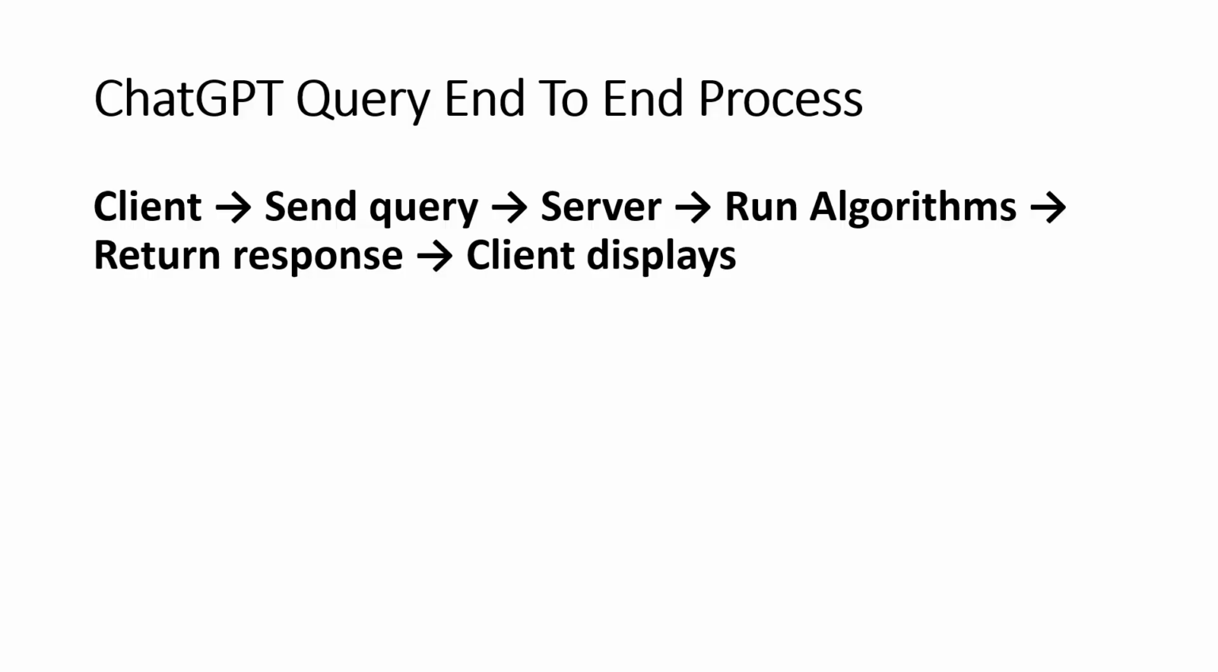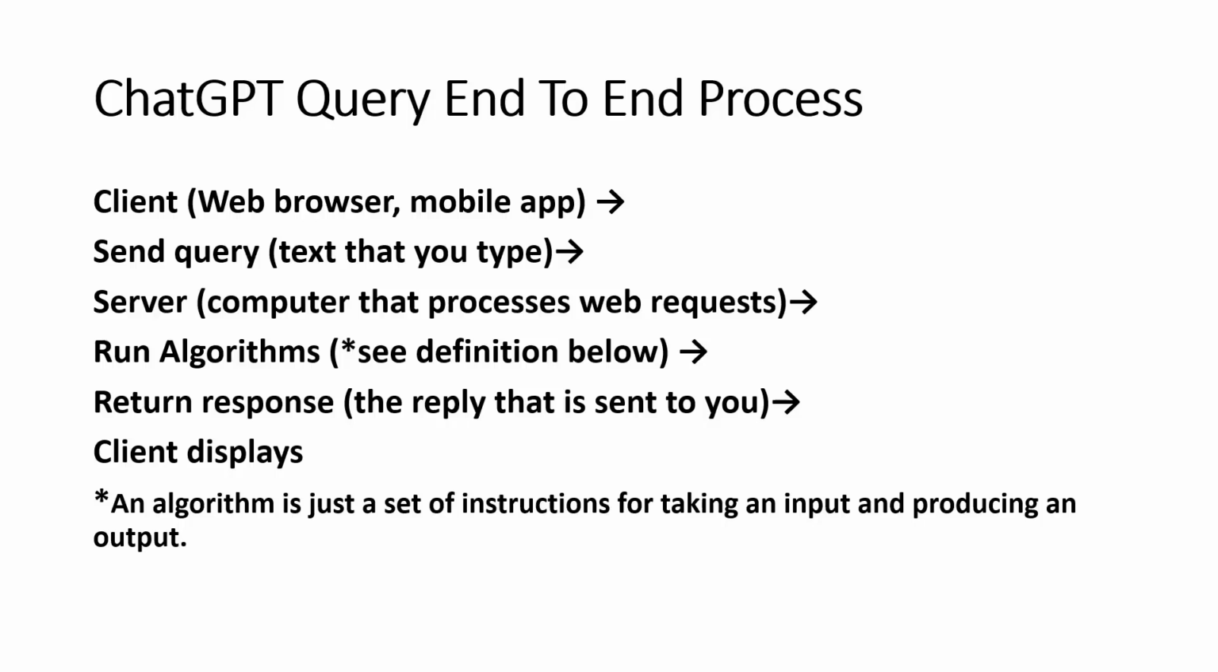Now, what are each of these elements? Okay, so a client is a web browser, a mobile app. What you use to look at the user interface. The query, that's the text that you type in a ChatGPT window. When you hit send, so if you're on Google Chrome running on chatgpt.com and you hit send to send the query, that text that you type goes to OpenAI's web servers, which run the ChatGPT model.